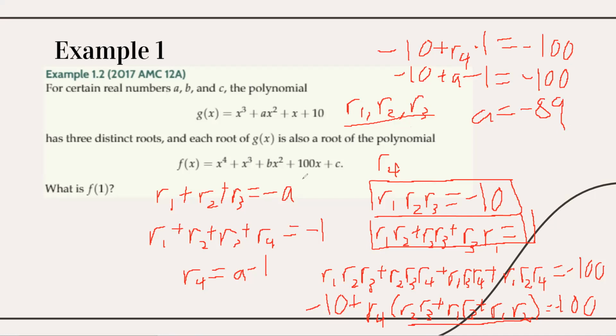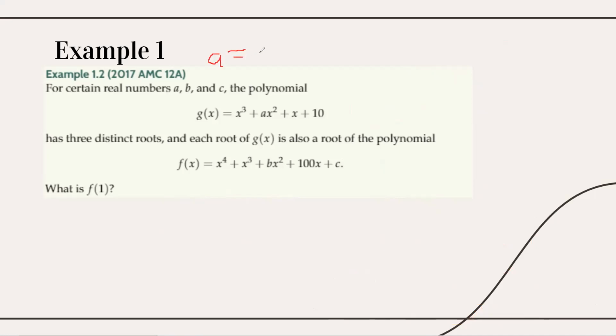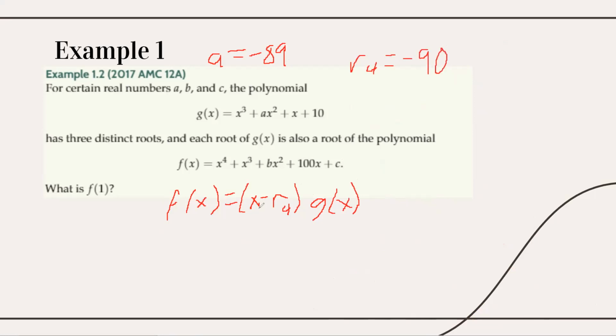Okay. And then once we know what a is equal to, we can just find everything else pretty much, right? For example, we know that f of x, I'll just clear everything. So, and then we know that a is equal to -89, right? And we know that f of x is going to be equal to x minus R4 multiplied by g of x. This follows from the factor theorem because we can basically factor out the x minus R4 since R4 is a root, right? And we knew that R4 was equal to -90, which I erased, but established that earlier. And then we can just multiply the expression out because we know what g of x is since we know what a is, right?